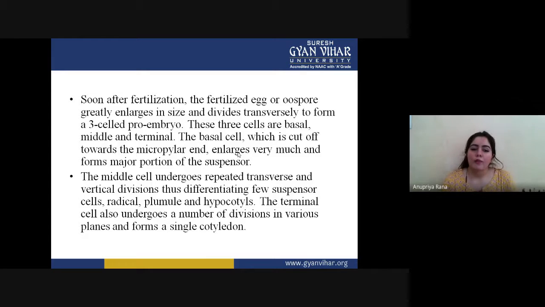The terminal cell now also undergoes a number of divisions in various planes and forms a single cotyledon. As it is a monocot, a single cotyledon will be formed. So what is the function of the terminal cell? It is just going to form a single cotyledon. So the major function of the middle cell is to make the radicle, the plumule, the hypocotyl, and even some suspensor cells. The basal cell is responsible for the suspensor formation, and the terminal cell is going to convert into the cotyledon. So just remember the function of all three cells.